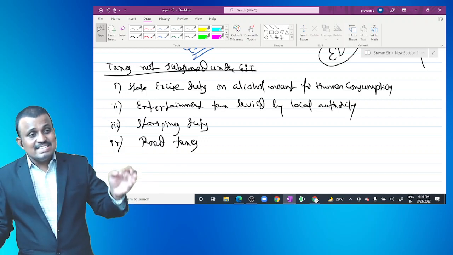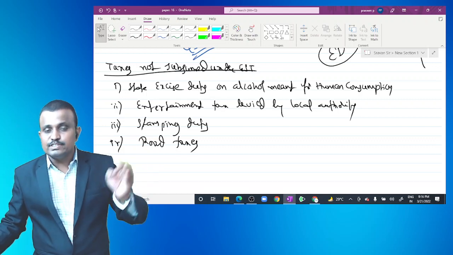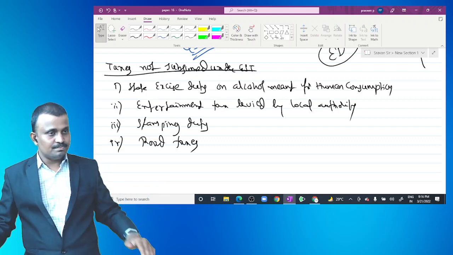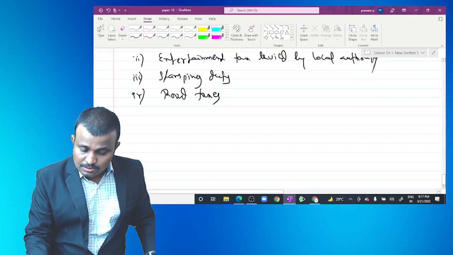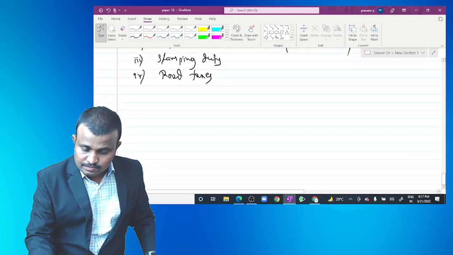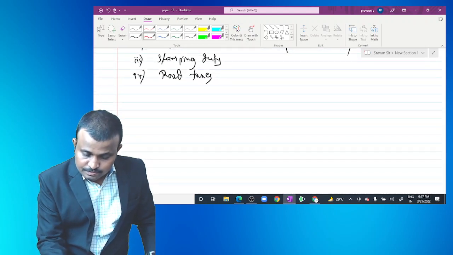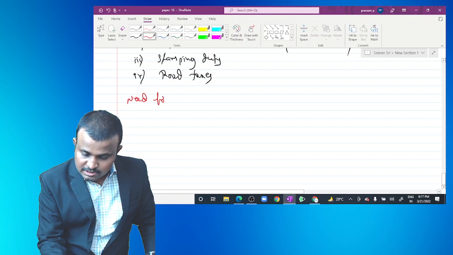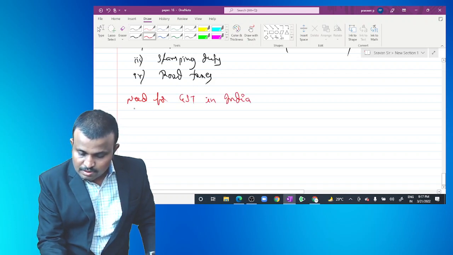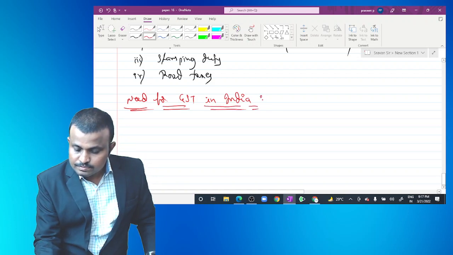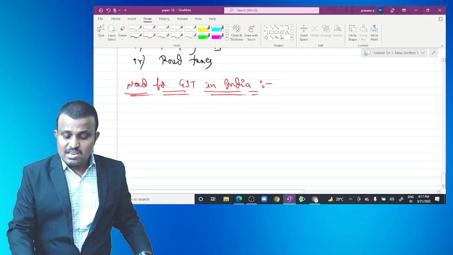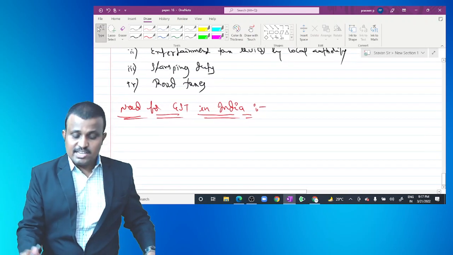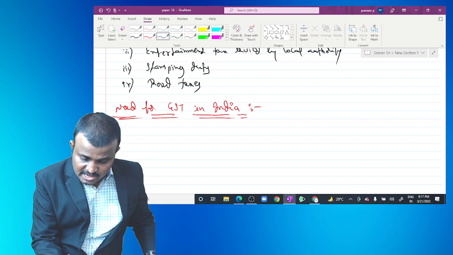And before that, first of all, why the previous indirect taxes are subsumed? And what is the reason? What is the need for implementation of GST in India? So, need for GST in India. So why the GST was implemented in India?